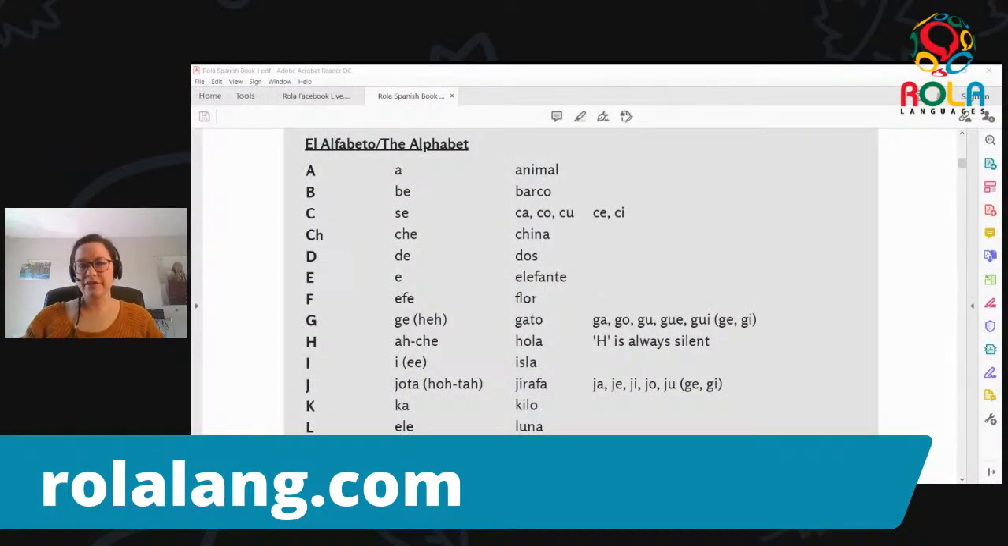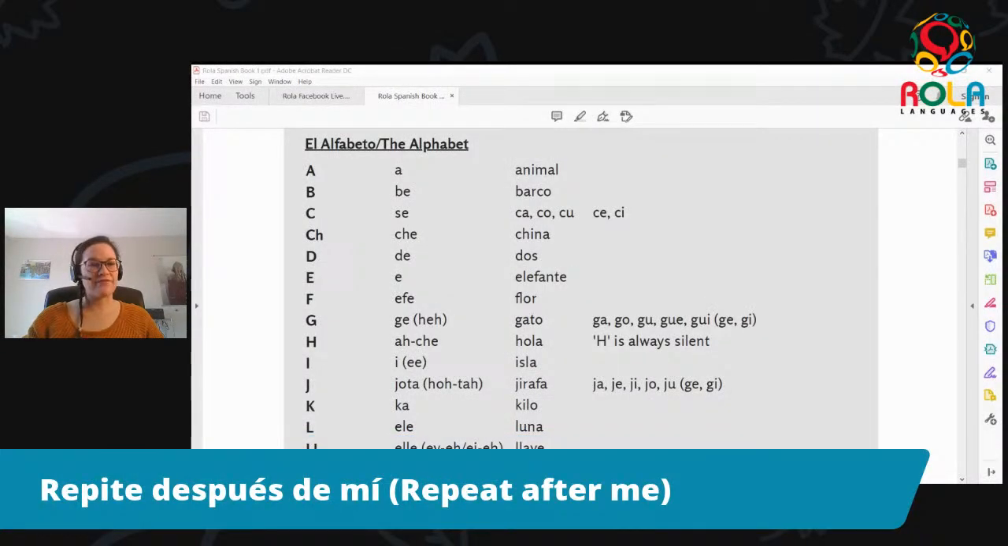All right, so por favor, repite después de mí. Please repeat after me as we do these alphabet sounds. And again, I'm going to say, and then please repeat after me.